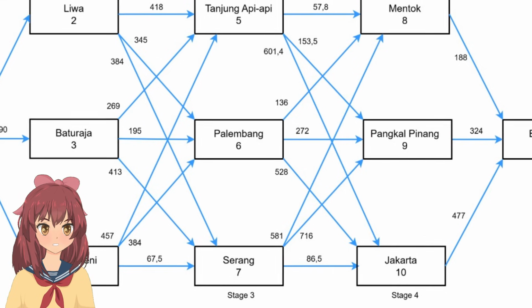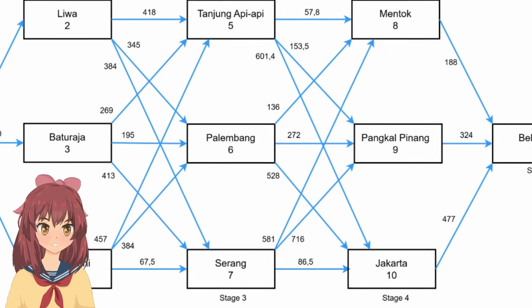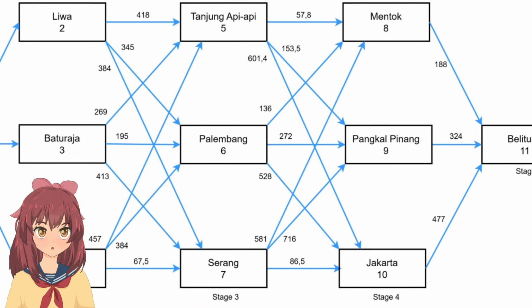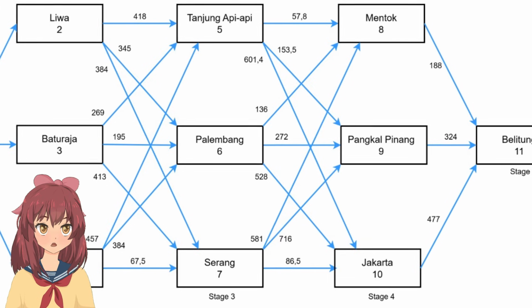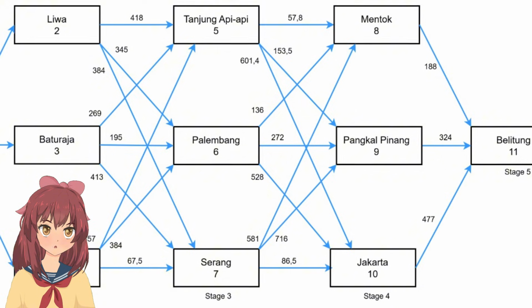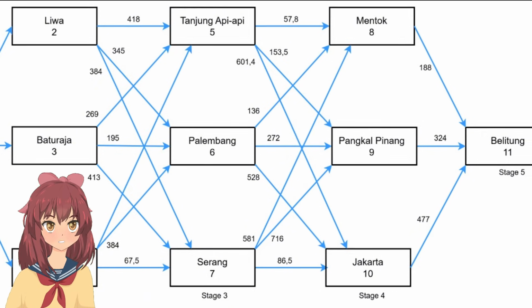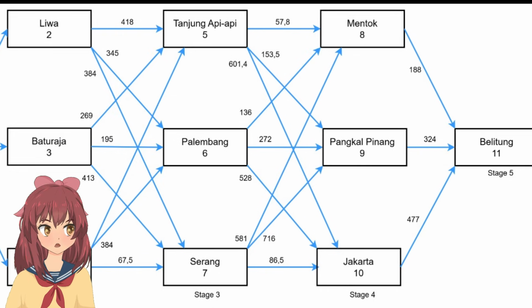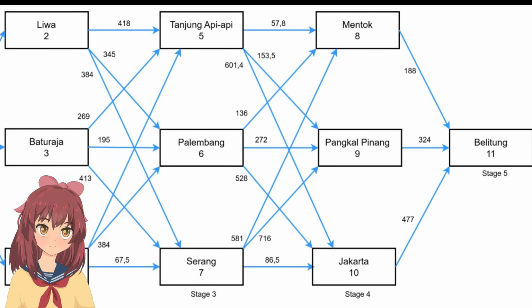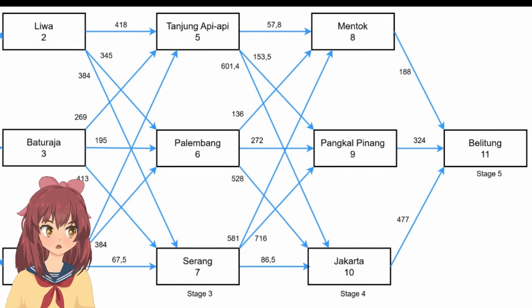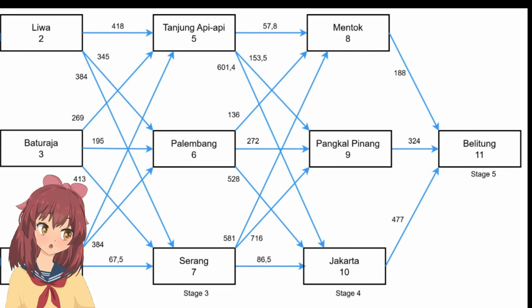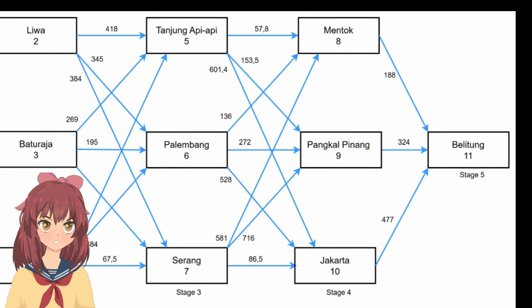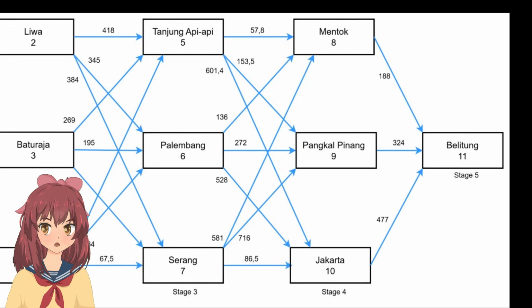Then, we enter stage 3, which includes the major transit cities: Tanjung Api-Api, Palembang, and Serang. From here, the routes branch again toward Mentok, Pangkal Pinang, and Jakarta in stage 4. From Tanjung Api-Api to Mentok, the distance is 57.8 kilometers, to Pangkal Pinang 153.5 kilometers, and to Jakarta 601.4 kilometers. From Palembang to Mentok, the distance is 136 kilometers, to Pangkal Pinang 272 kilometers, and to Jakarta 528 kilometers.